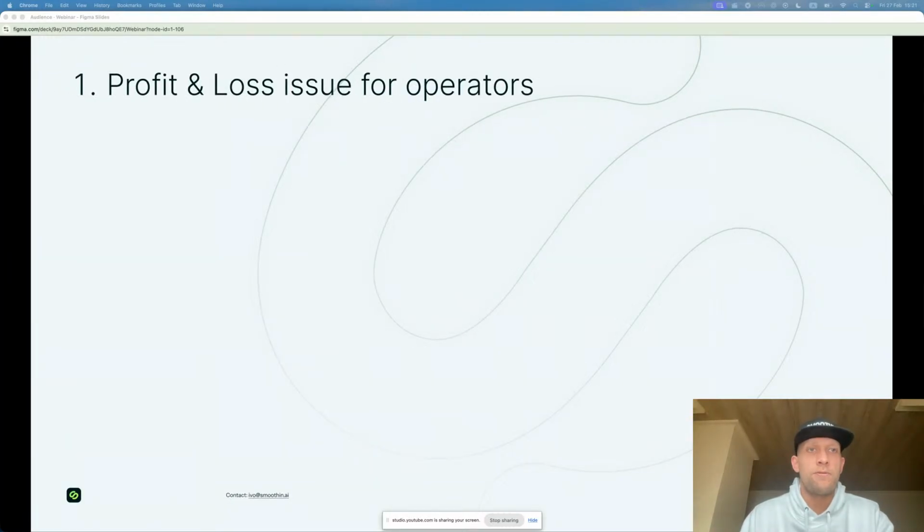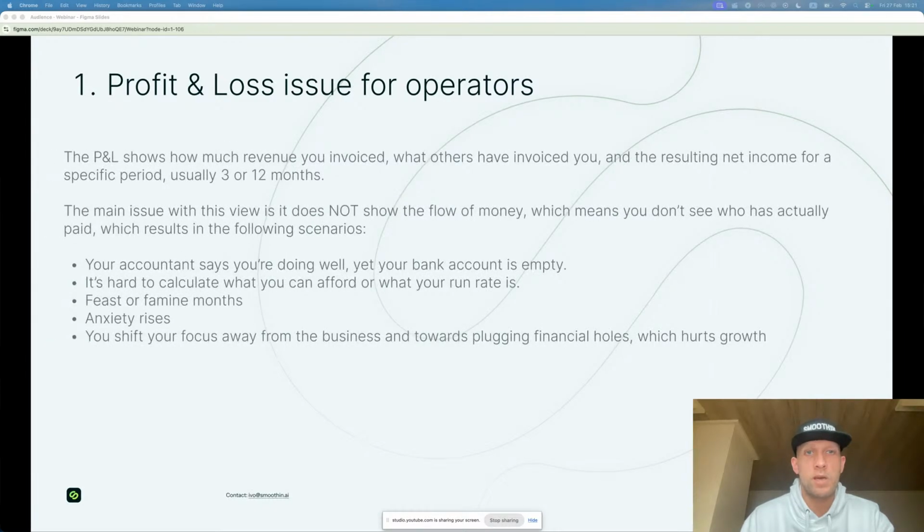So, four main issues of profit and loss for operators. The first one we already went into. It shows how much revenue you invoiced, and what others have invoiced you, but it doesn't show how much money has actually flown in. Keep in mind, you'll be paying taxes on what you report, not on what you actually get. So be very careful in terms of your terms and how you work with people, right?